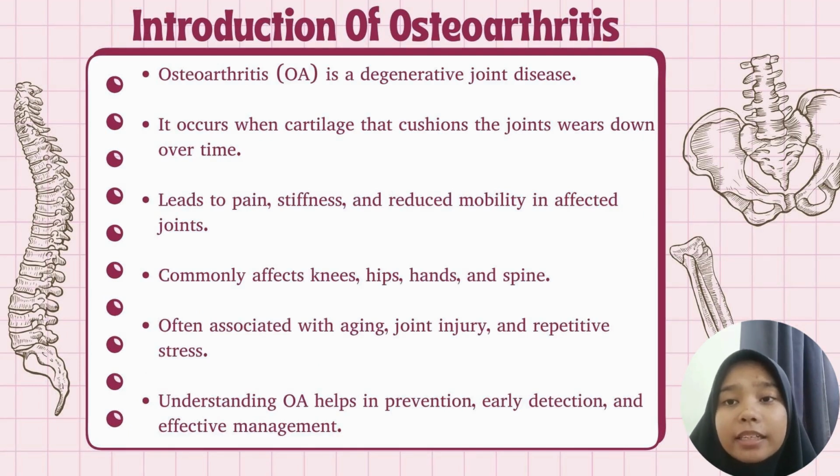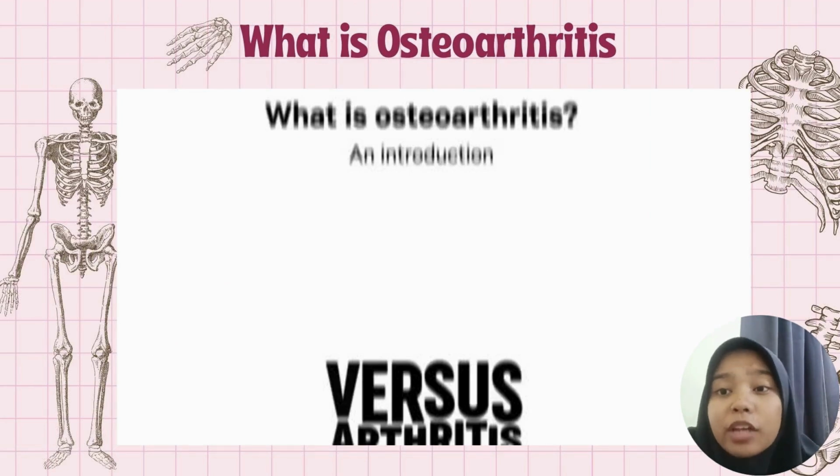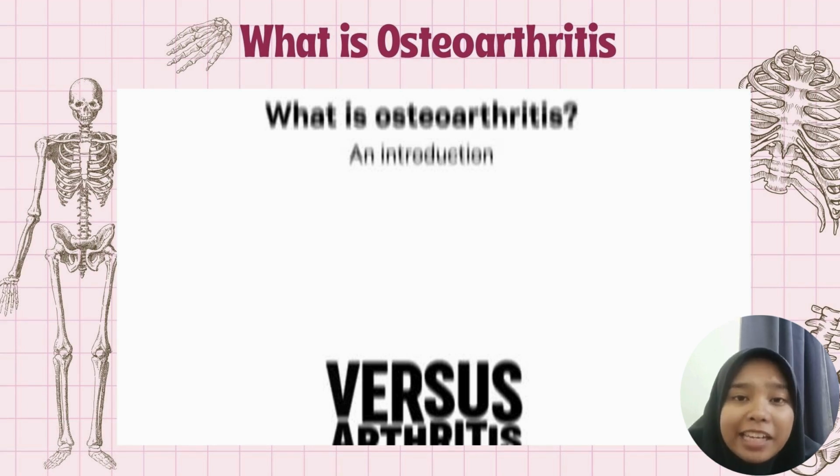Osteoarthritis is a degenerative joint disease that occurs when the protective cartilage that cushions the ends of your bones wears down over time. This leads to pain and stiffness, most commonly in the hands, knees, hips, and spine. To help visualize this wear and tear process, let's watch this video which demonstrates how the joint's environment changes as the cartilage disappears.